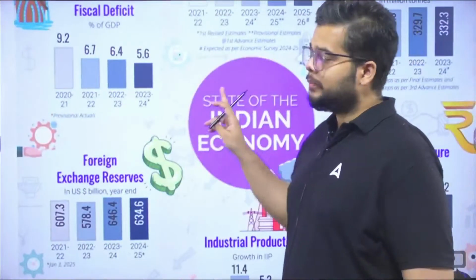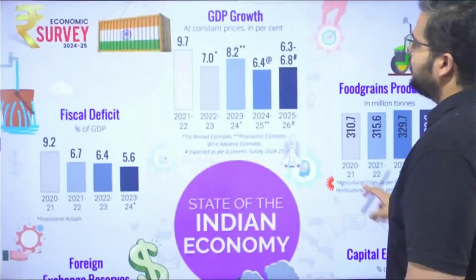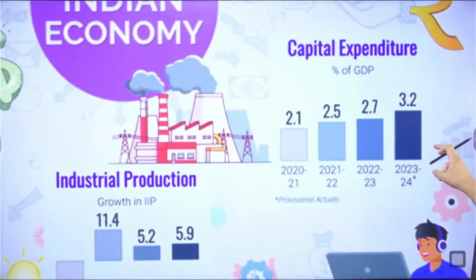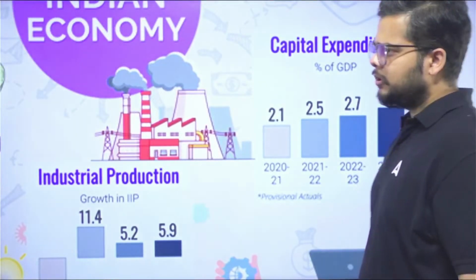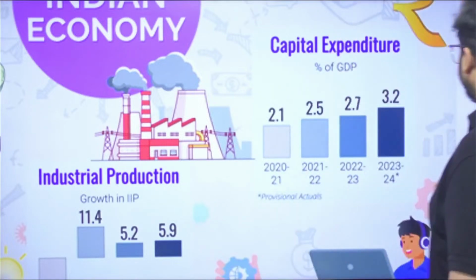But what are the numbers that you must remember? The fiscal deficit you must remember. Then you must remember the GDP growth rate. Along with that, you should remember your capital expenditure. This type of data can be asked because we have Unit 19 dedicated to your Union Budget only.